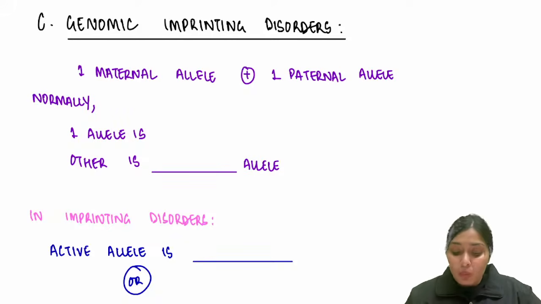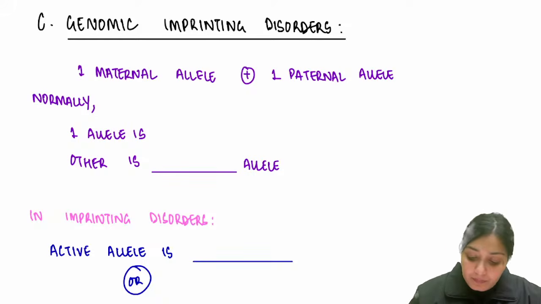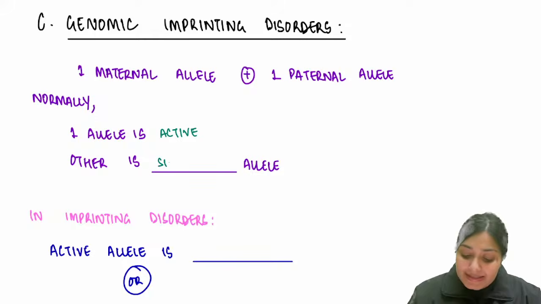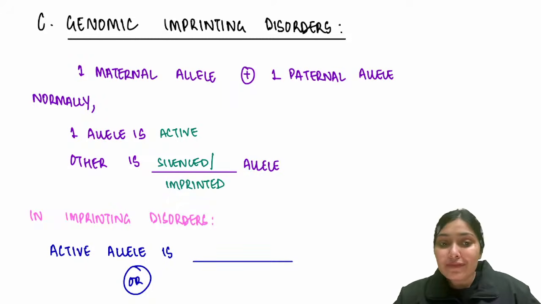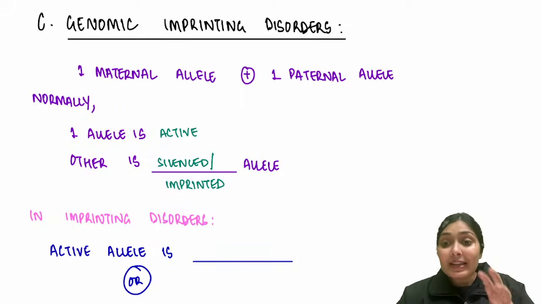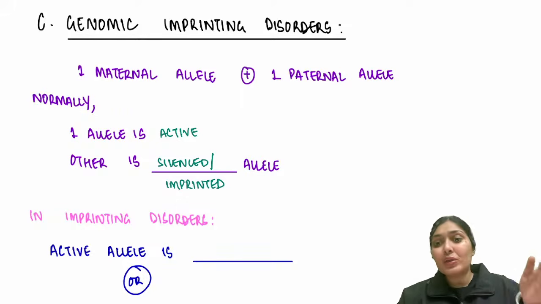So normally one allele is expressed, and that is known as the active allele. One allele is active, and the other is silenced or deleted, which is also known as the imprinted allele. Right? One is active and the other is silenced or imprinted. What will happen in this imprinting disorder? In this imprinting disorder, the allele that should have been active is actually deleted.